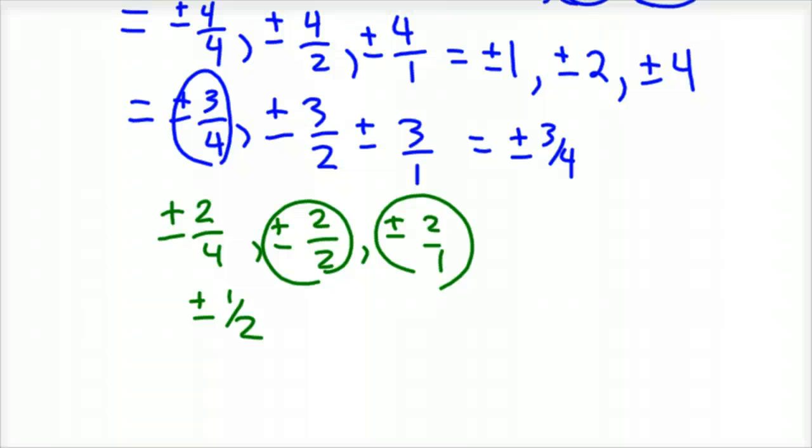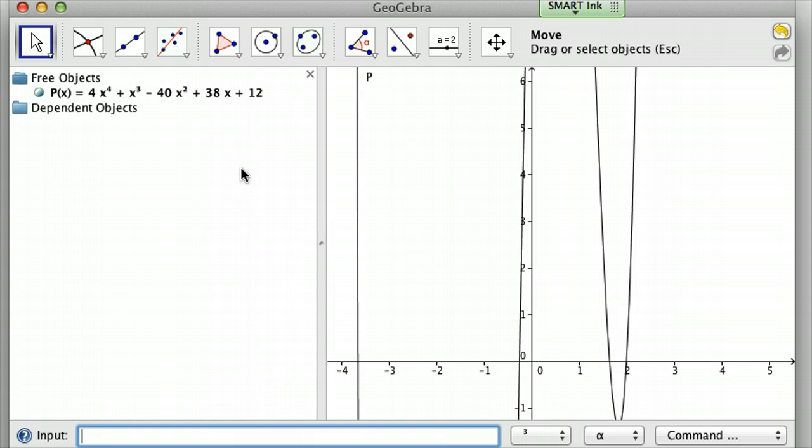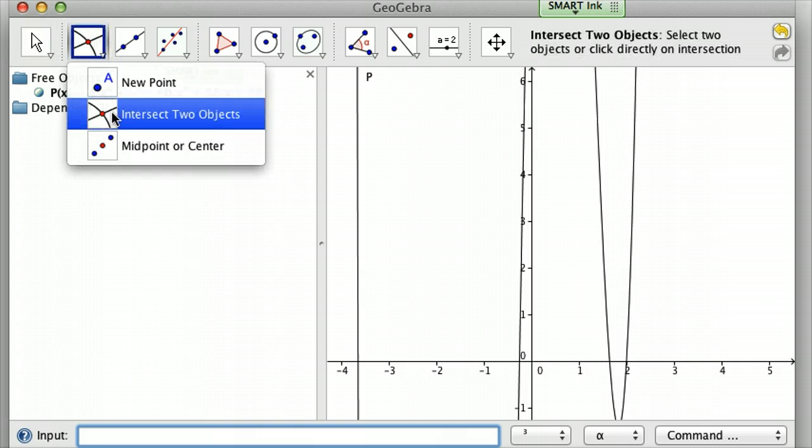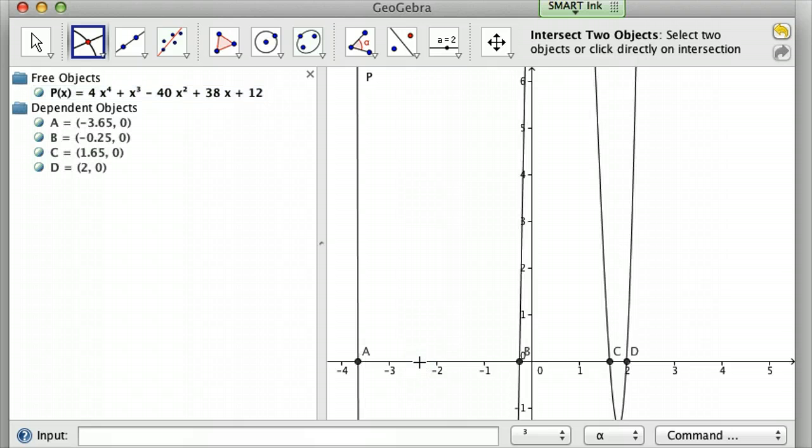To narrow it even further, all the x-intercepts are going to be rational roots. So here I've graphed the equation in GeoGebra, and I'm going to go ahead and intersect the function and the x-intercept. And so negative 3.65 is one of my roots, and it'll be on that list. We'll find it here. Negative 0.25, 1.65, and 2.